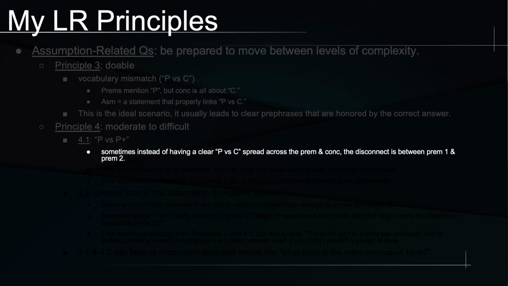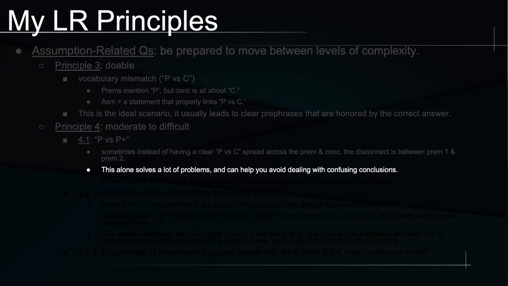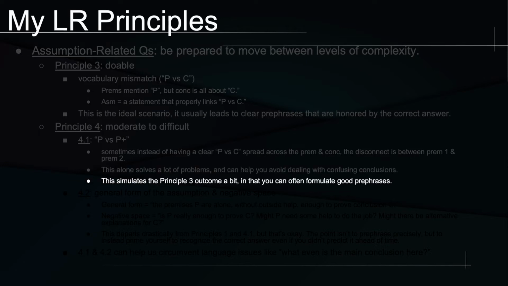But sometimes the conclusion doesn't actually have such a clear divide against the premises, and so you'll be better off looking for something that's between the premises instead of between the premises and the conclusion. This shift in approach solves a lot of problems on a lot of moderate difficulty questions. And it has the added bonus of helping you avoid dealing with confusing or not very helpfully worded conclusions. And in a lot of ways, this P versus P plus approach very much simulates the Principle 3 outcome, in that the P versus P plus approach also lets you often formulate good prephrases. Not all the time, but it's usually pretty good.